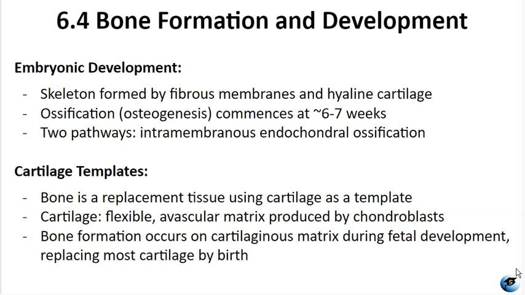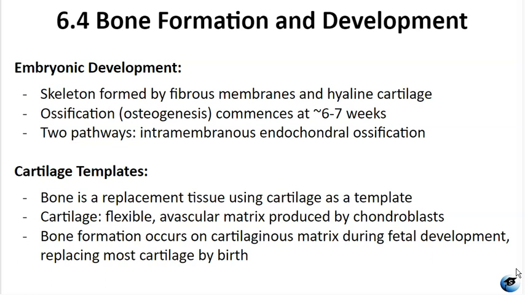In the early stages of embryonic development, the skeletal framework of the embryo comprises fibrous membranes and hyaline cartilage. The onset of bone development, known as ossification or osteogenesis, typically commences by the 6th or 7th week of embryonic life. During skeletal development, cartilage serves as a template for bone, acting as a replacement tissue.